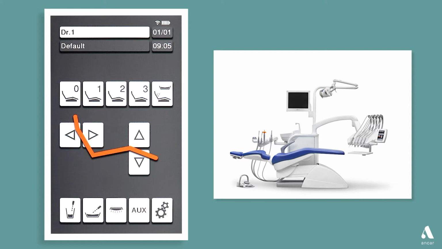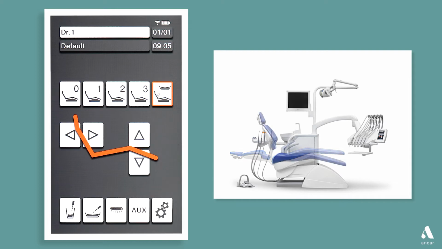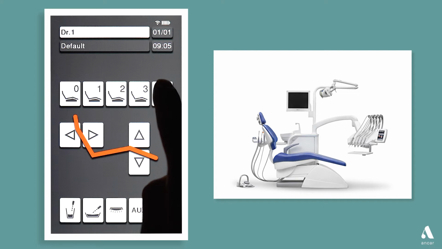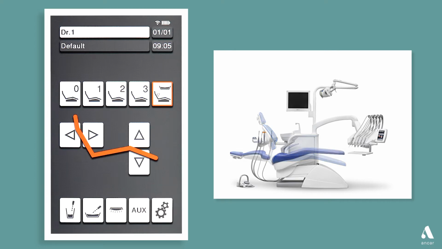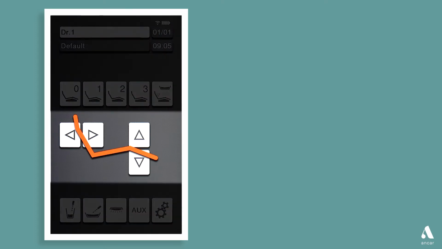The last memory corresponds to the return to the spittoon. This will put the chair back in the upwards position in a way that facilitates the patient's access to the spittoon. By pressing the button again, the patient will automatically return to the previous working position. At the bottom of the screen we find the manual movements of the chair.